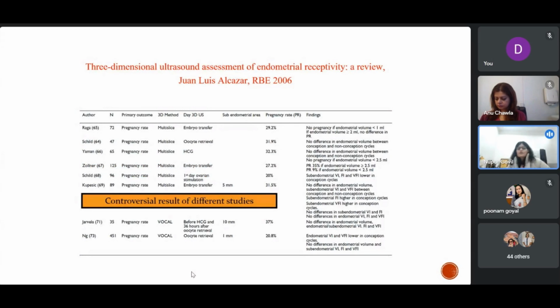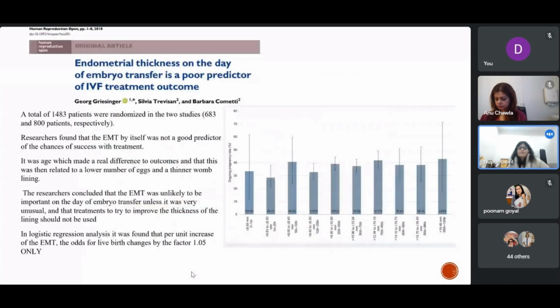In 3D ultrasound also, multiple studies were done, but there were controversial results, with some studies using 2.5 ml as the volume, some studies using 2 ml. So there was a lot of variation between the studies and their outcome.